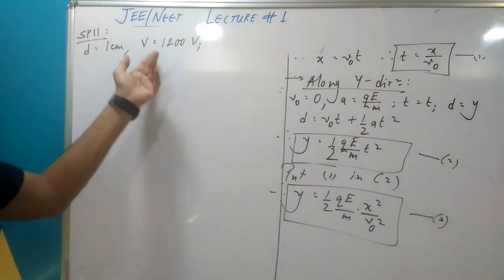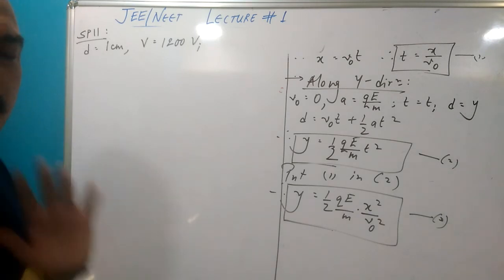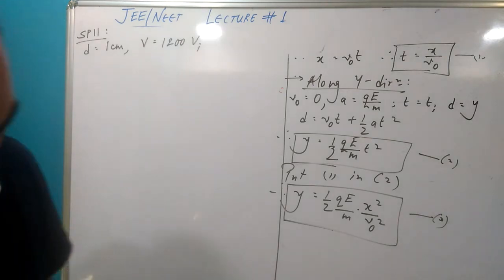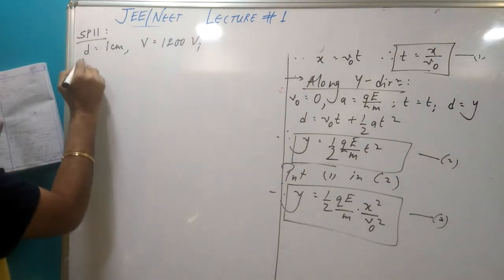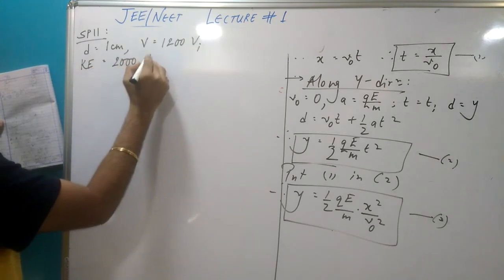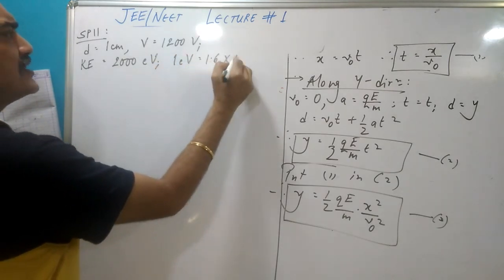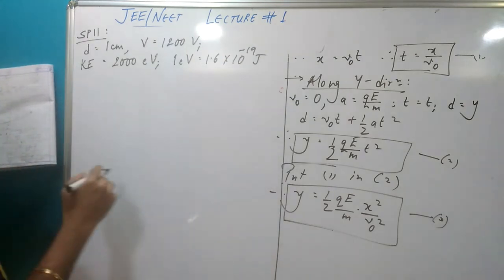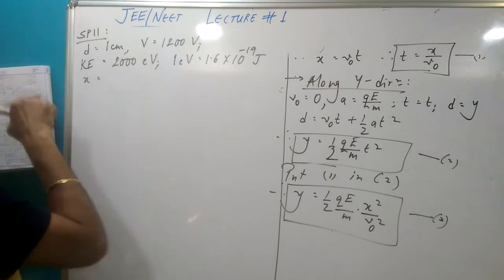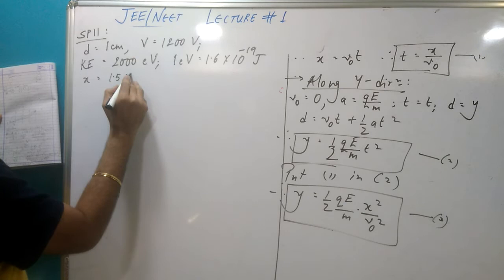Now you will tell me, sir, we have never seen potential difference. You are about to see that in chapter number 2, but don't hassle, I'm still alive. I'll get you out of this mess. Then we have the kinetic energy of the charged particle as 2000 eV, electron volt. I'm sure you know 1 eV is 1.6 into 10 raised to minus 19 joule. And x, the distance traveled in the horizontal direction, you can call it the length of the plate, is 1.5 centimeter.